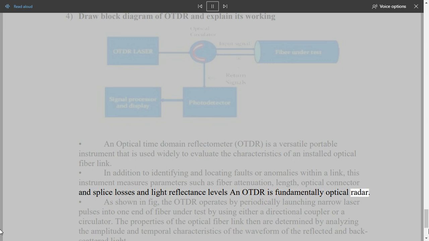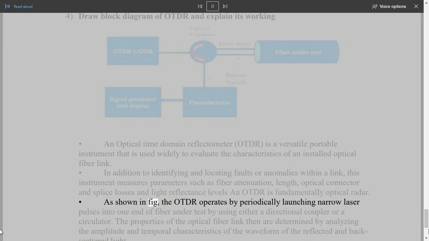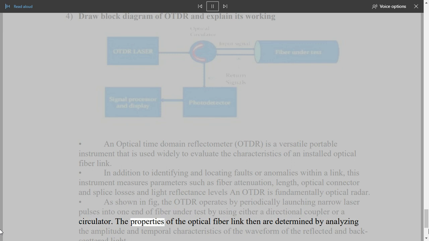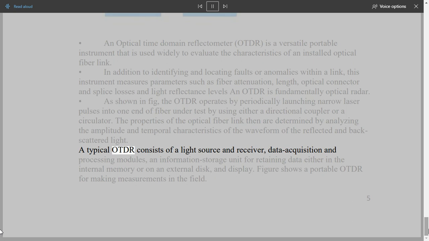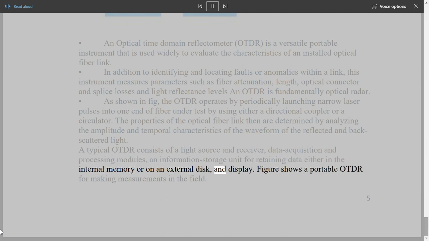As shown in the figure, the OTDR operates by periodically launching narrow laser pulses into one end of the fiber under test by using either a directional coupler or a circulator. The properties of the optical fiber link are then determined by analyzing the amplitude and temporal characteristics of the waveform of the reflected and backscattered light. A typical OTDR consists of a light source and receiver, data acquisition and processing modules, an information storage unit for retaining data either in the internal memory or on an external disk, and a display. The figure shows a portable OTDR for making measurements in the field.